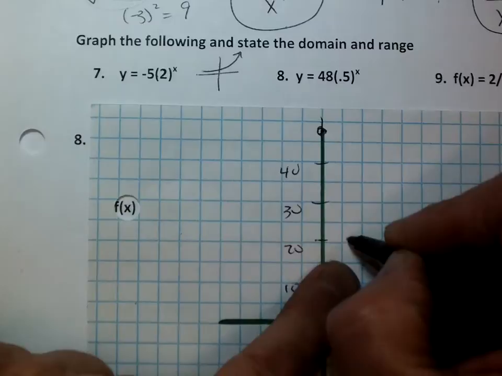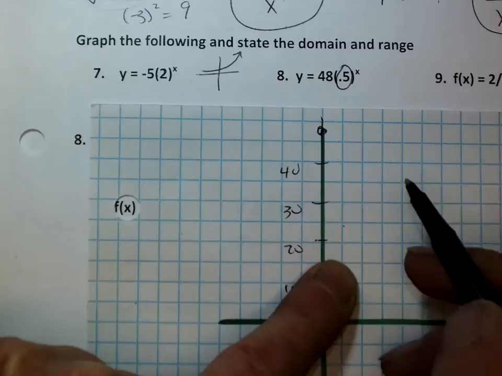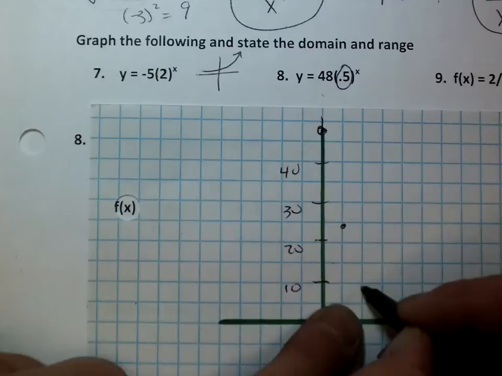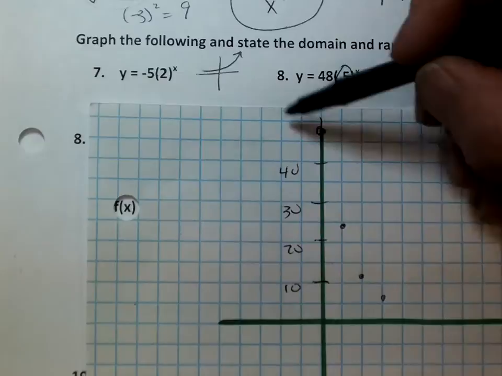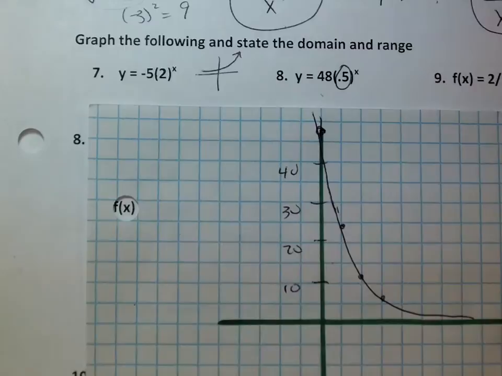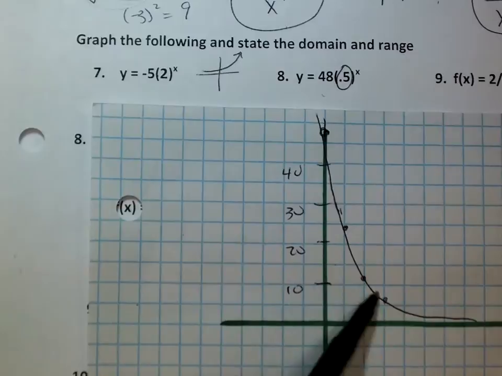Why is it going down? So we're going to take half of it each time, right? Half of 48 is 24. Half of 24 is 12. Half of 12 is 6. So again, I don't need everything, but I need the starting number, 48, and I need the shape, and I need to see that it goes down because it is decay, right? So the features I want are the beginning number, 48, to show it goes down, decay, and the general shape.